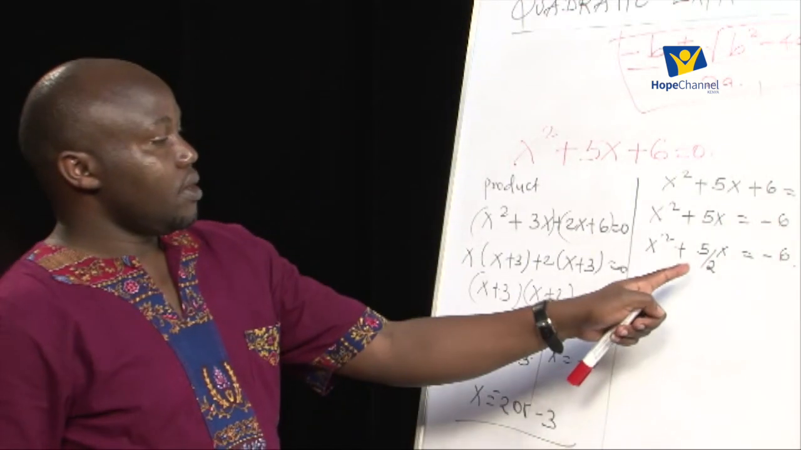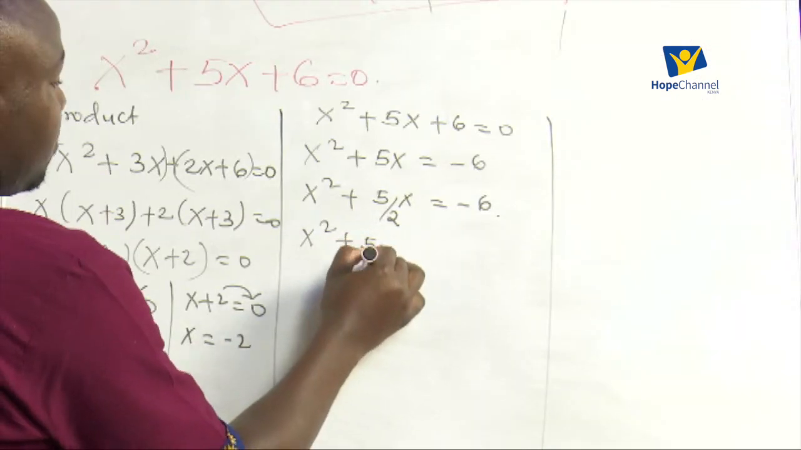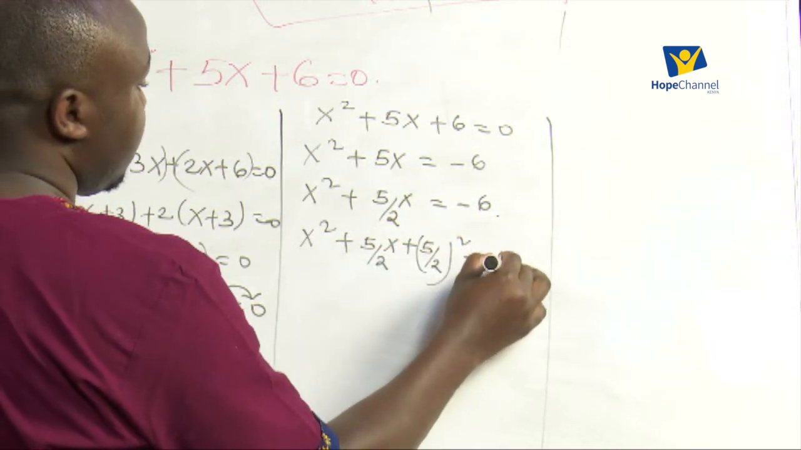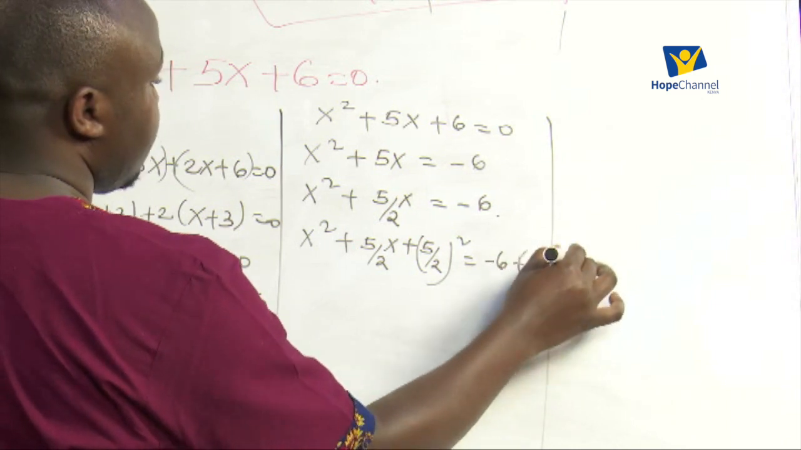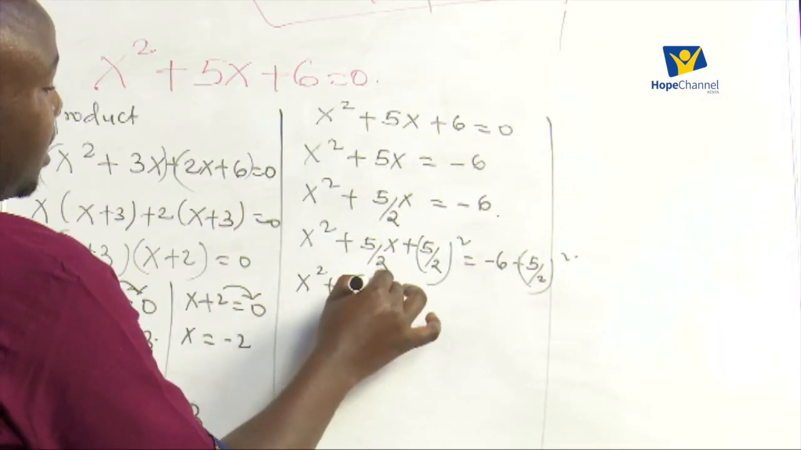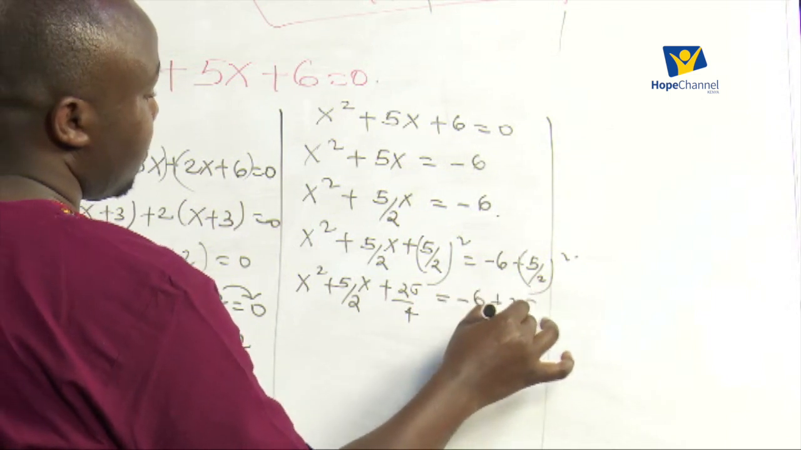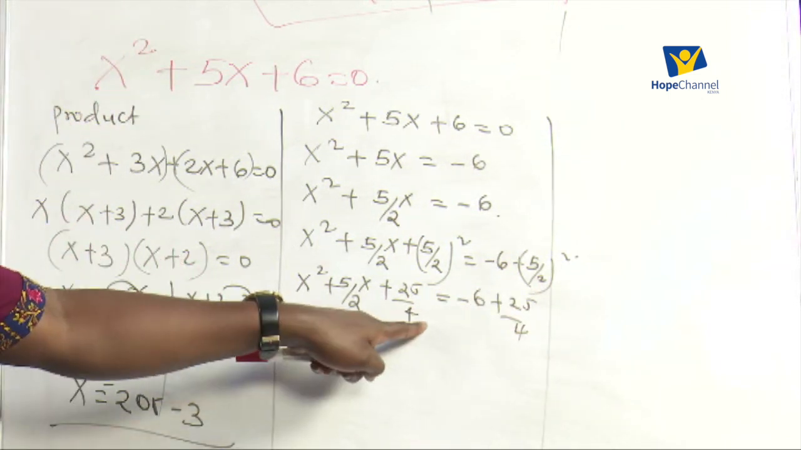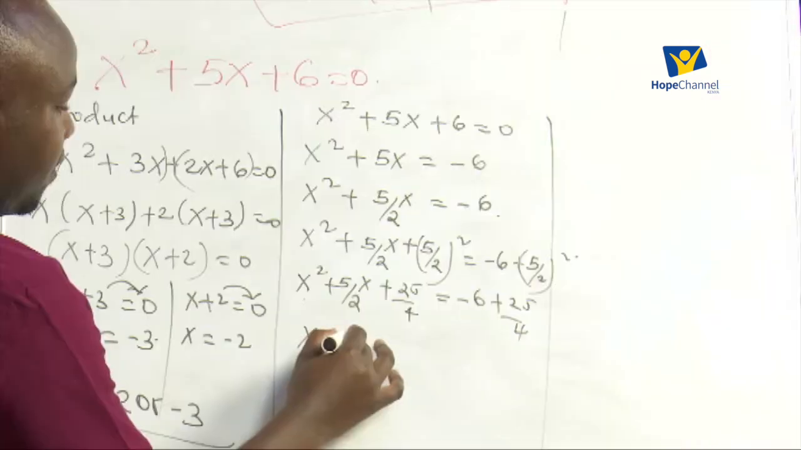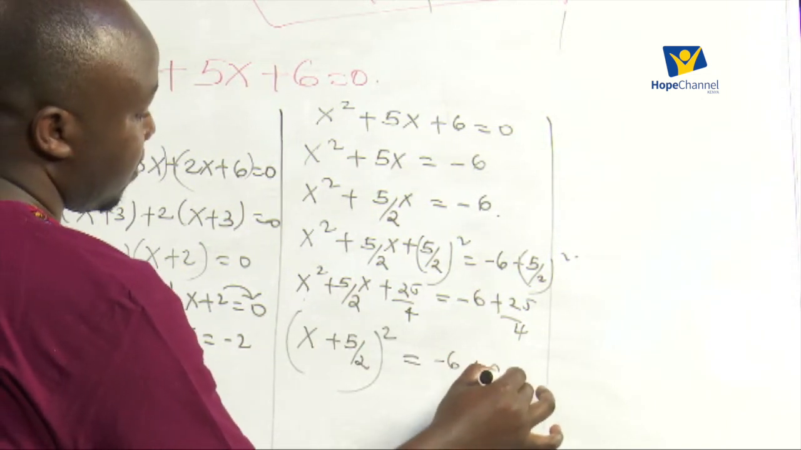Okay, so square this and add it on both sides. I'm going to have x squared plus 5 over 2 x plus 5 over 2 squared is equal to negative 6 plus 5 over 2 squared. So here I'm going to have x squared plus 5 over 2 x plus 25 over 4 is equal to negative 6 plus 25 over 4. At this point, this is a perfect square. Therefore, take the first term, which is x, and the second term, 5 over 2, then square it, is equal to negative 6 plus 25 over 4.